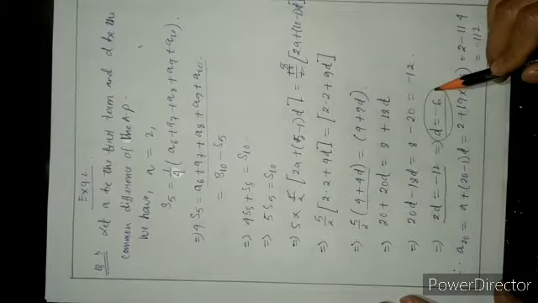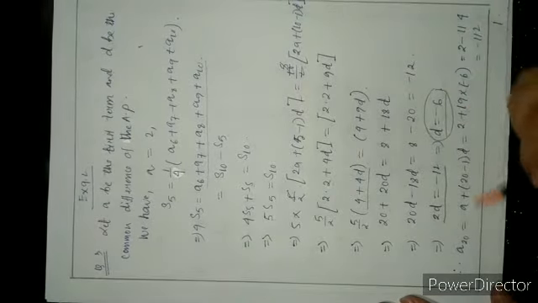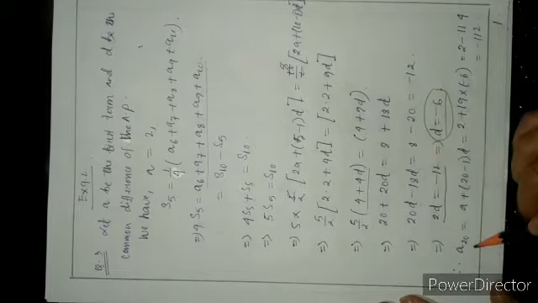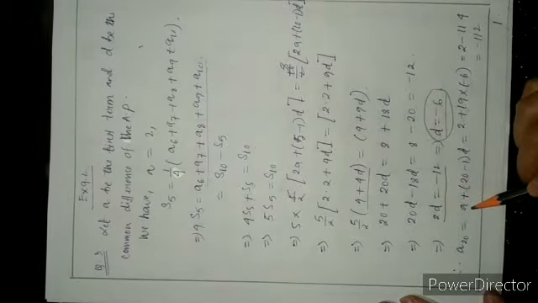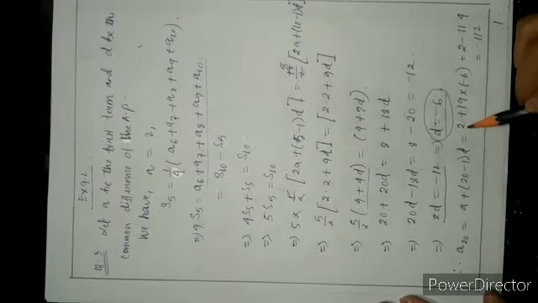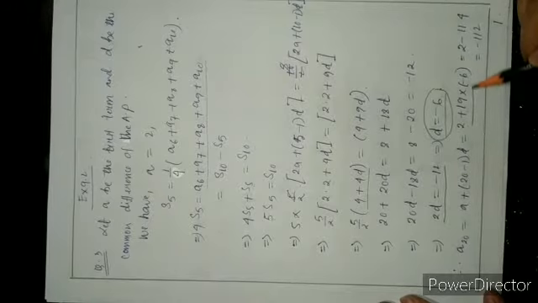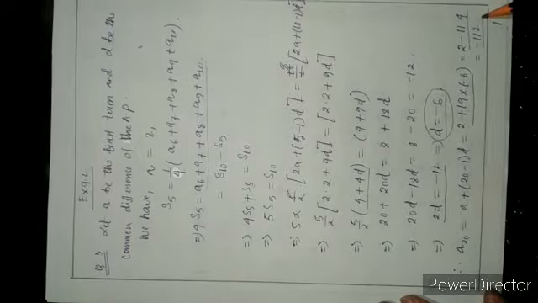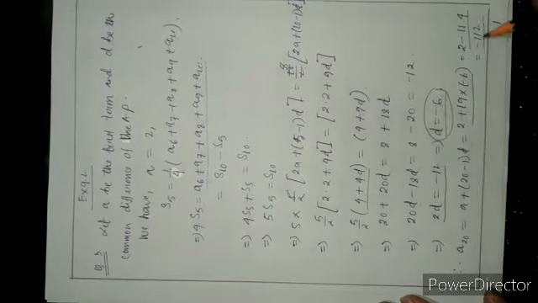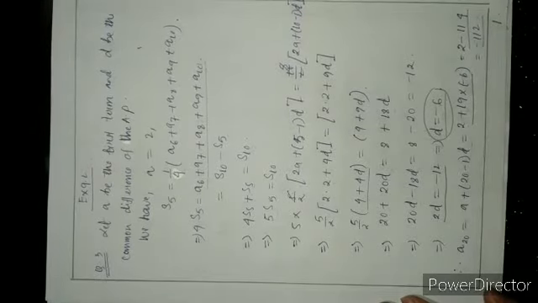The common difference D is -6, and so A20, write the formula of A20. A20 is given by A plus 20 minus 1 D. Now putting n is equal to 20, common difference D is equal to -6, and solving this equation we get the value of A20 as -112. This is the solution of question number 3.